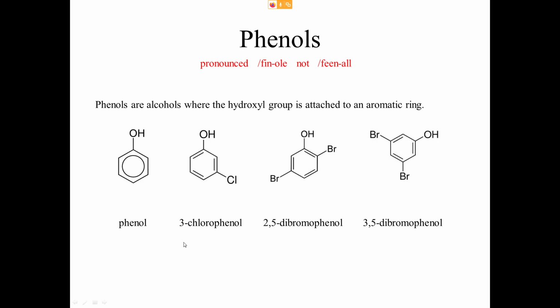But don't be surprised if you sometimes see it as meta or M-chlorophenol, right? The little M there in italics indicating meta. Okay? Because there are 2 things on the ring, I can describe it that way on a benzene ring.